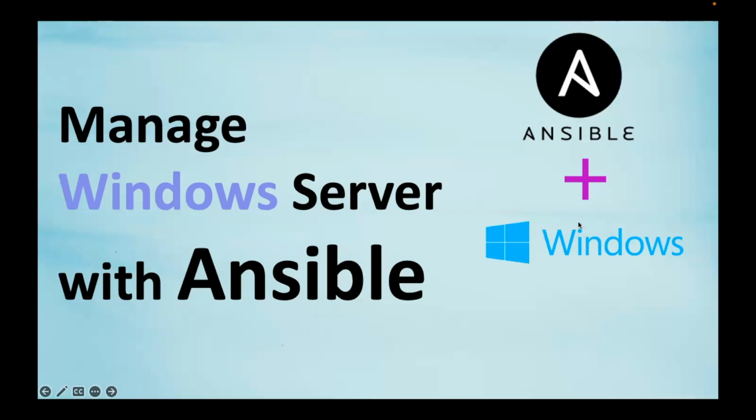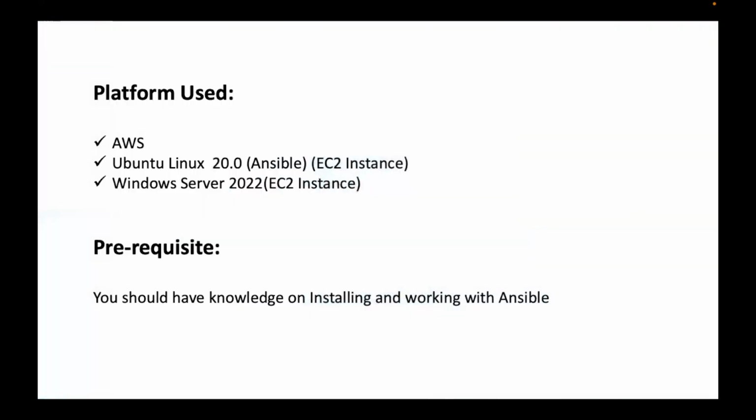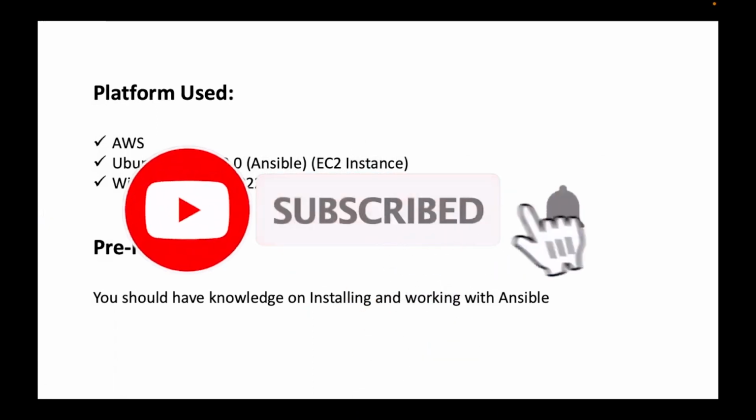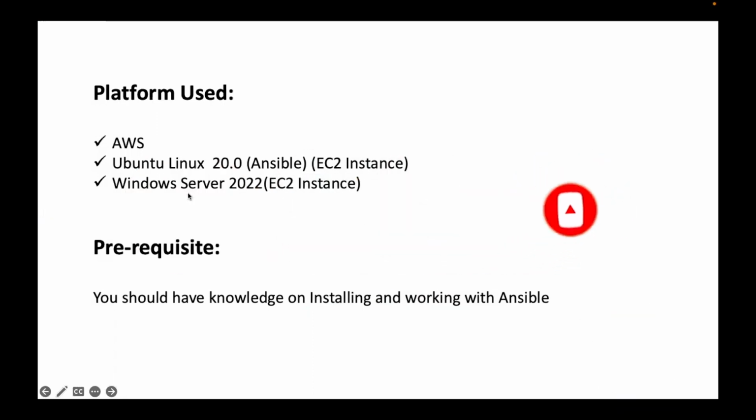So let's start. Before starting, let's see what platforms are used and what the prerequisites are. We have used AWS Cloud, and we have used Ubuntu Linux 20.04 to install Ansible and create the Ansible server. So this is the EC2 instance we have used. At the same time, we have used Windows Server 2022 as our node machine, where we are going to execute the playbook to manage the Windows server. This is also an EC2 instance from AWS.